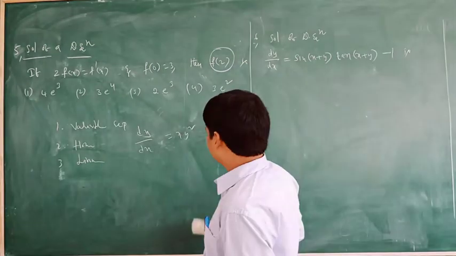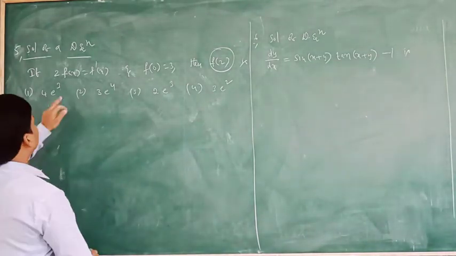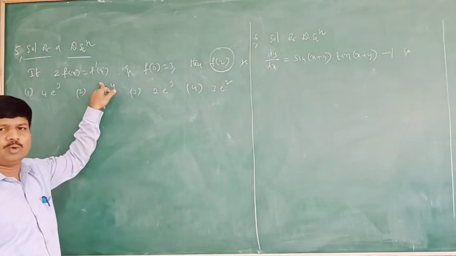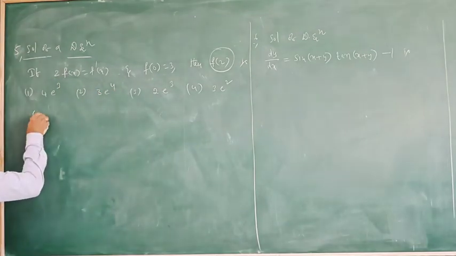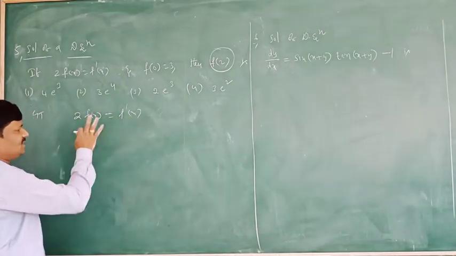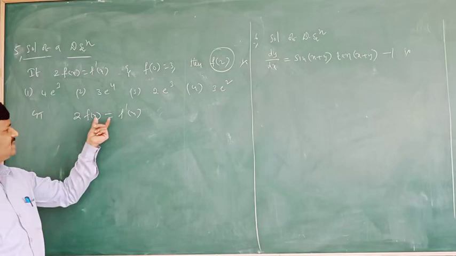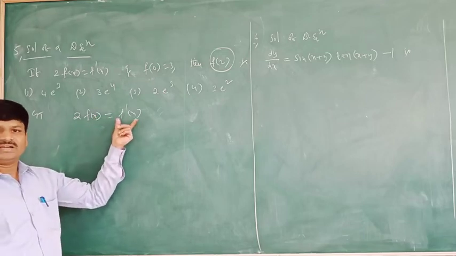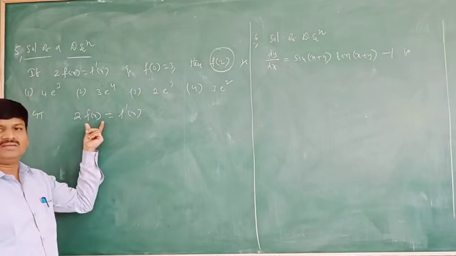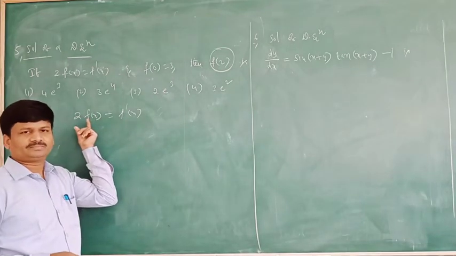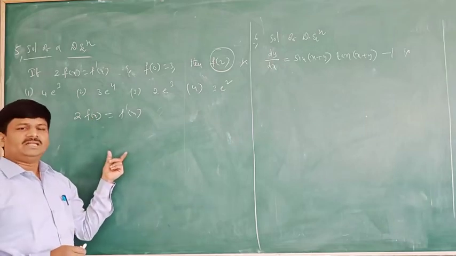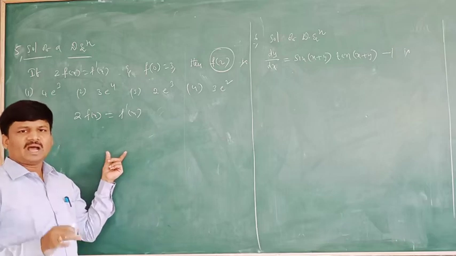But in this question, it is not linear form, not variable separable, and not homogeneous either. What is given here? 2 into f of x is equal to f dash of x. Only f dash of x is given like this: f dash of x is equal to 2 into f of x. But the f of x function itself is not given here. If the function were given, then you could understand which form it would be, either variable separable, homogeneous, or linear.